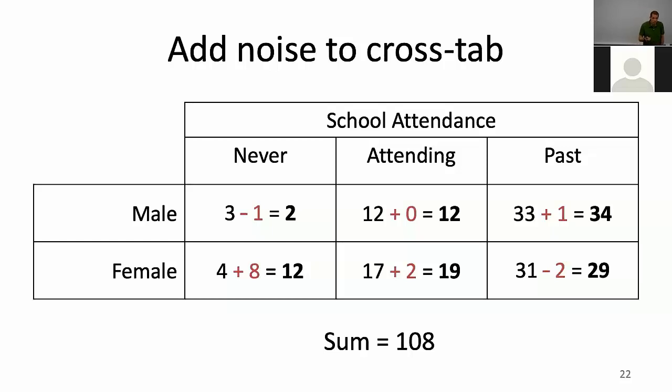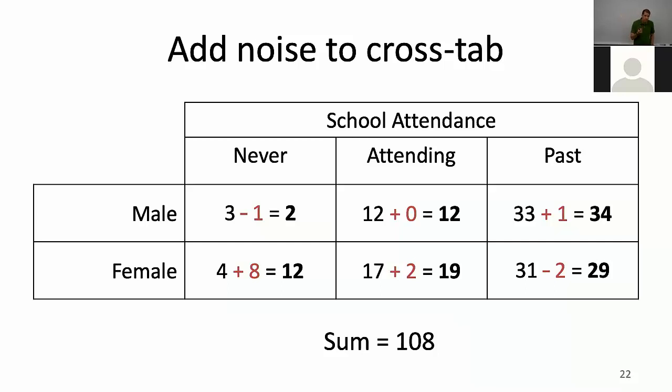So here you can see that we subtracted 1 from the males who never attended school, but we didn't change the value of males who are currently attending school. You can see that the females who have never attended school went from 4 to 12. The magnitude of the noise that we infuse is independent of the values of the cross-tabulation. The noise is simply dependent on the shape of that Laplace distribution. So there's no relationship between the magnitude in the cell and the noise that's infused. That's how you can see a 3x increase in the female never attending cell.